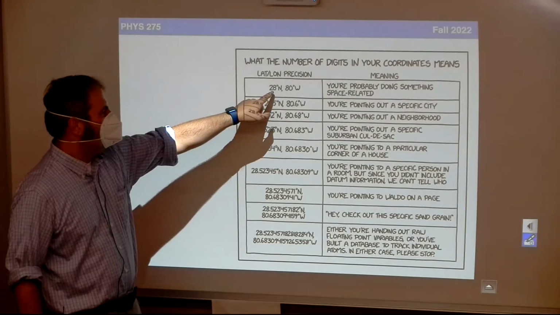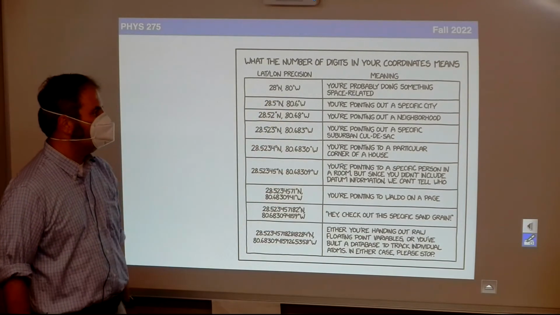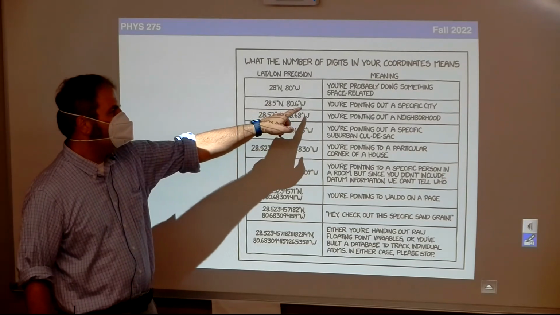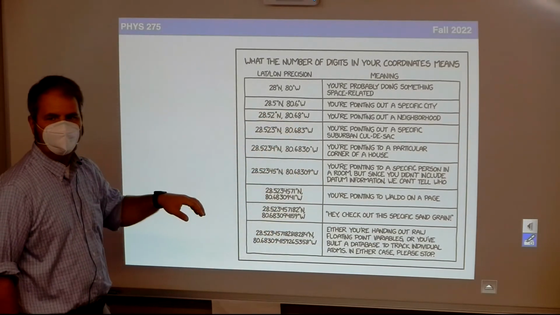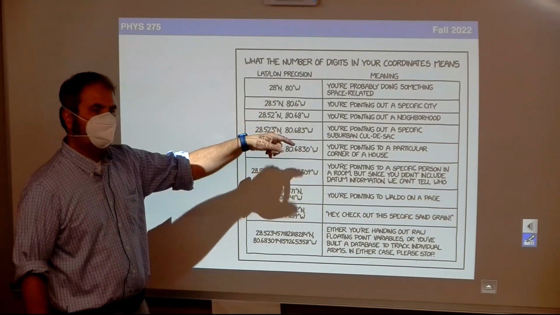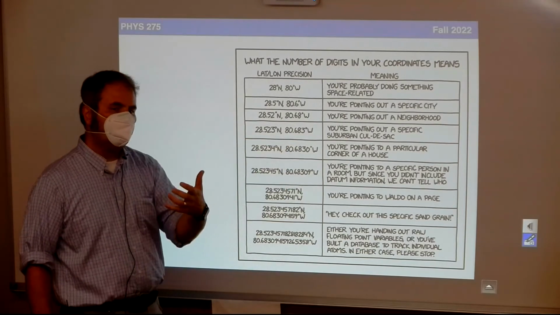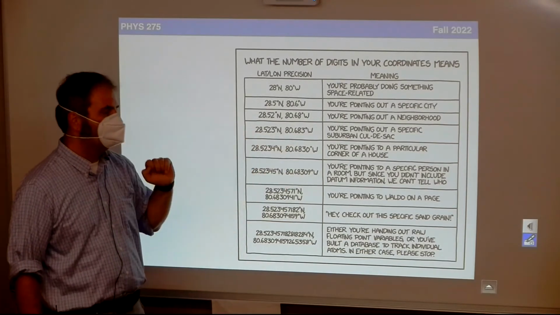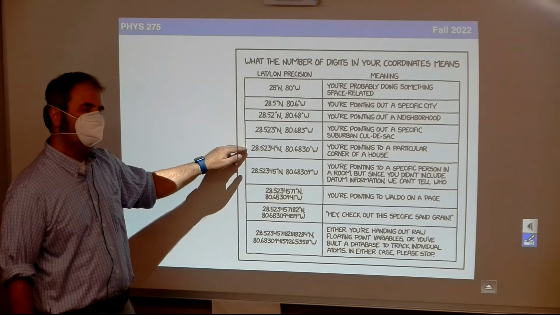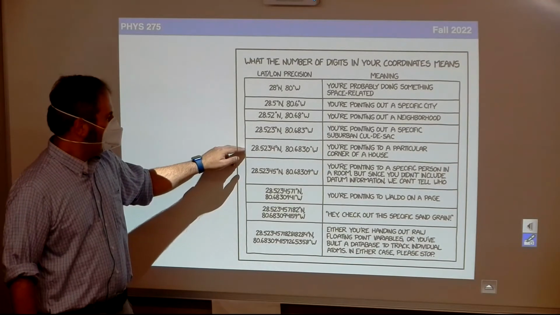You start with, I have 28, doing something space related. Basically, I'm trying to hit the right continent. Add a digit and you're pointing at a specific city, within 1/10 of a degree. You're pointing at a neighborhood if you add one more digit, and then a particular street, which is the kind of thing that you can probably just about see on your GPS.